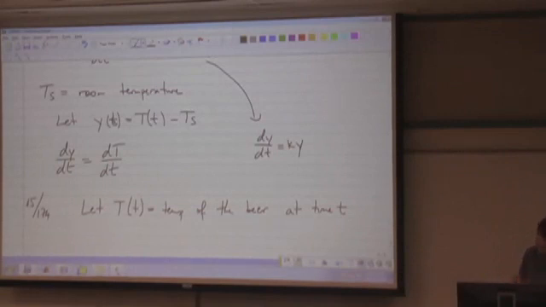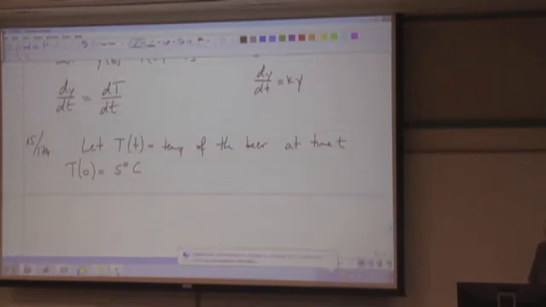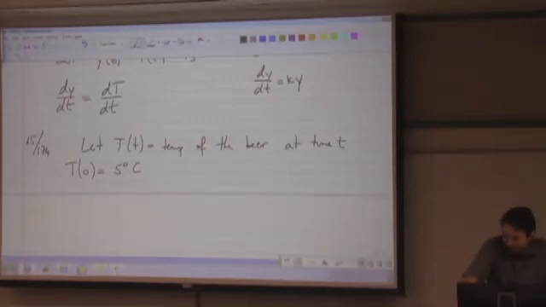Okay, so how is the fact that the temperature of the cold beer is 5 degrees Celsius written? T of 0, capital T of 0 is equal to 5 degrees, right? Very good. What else do we know? After 25 minutes in a 20 degrees Celsius room, its temperature has increased to 10 degrees Celsius. How should we write that down?